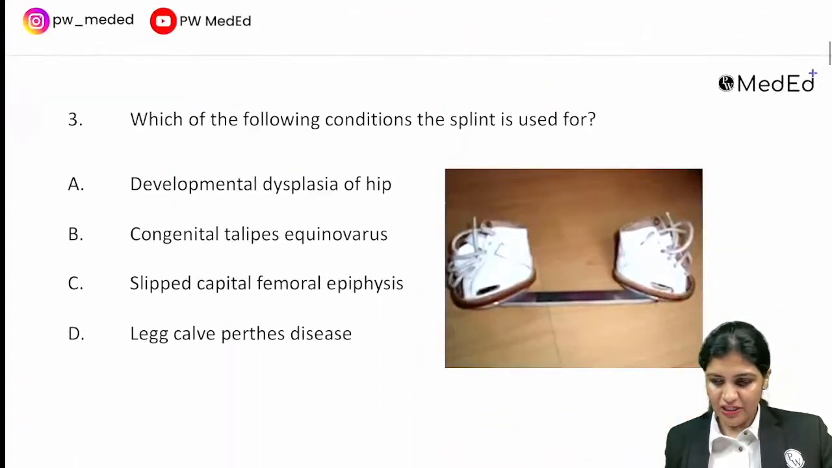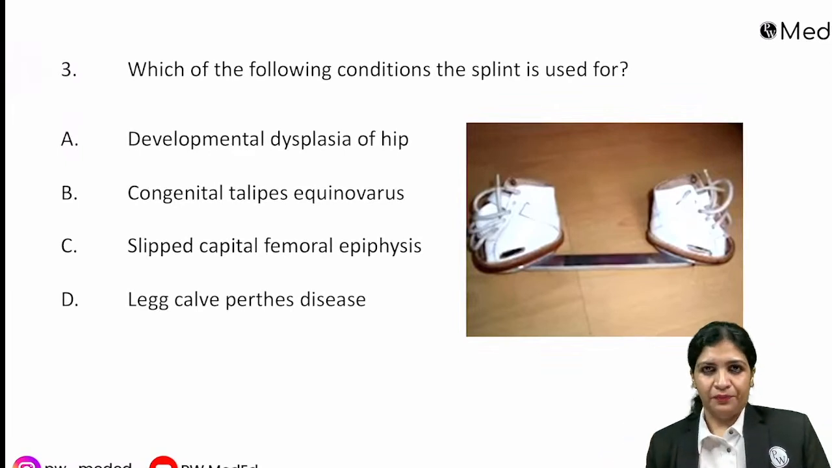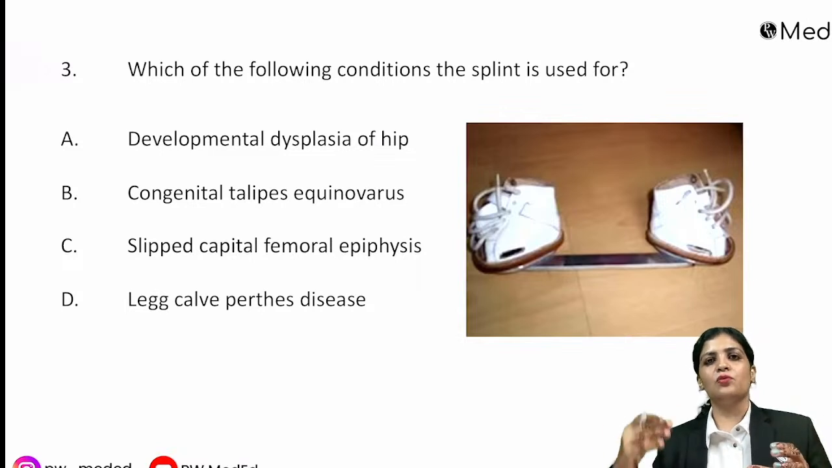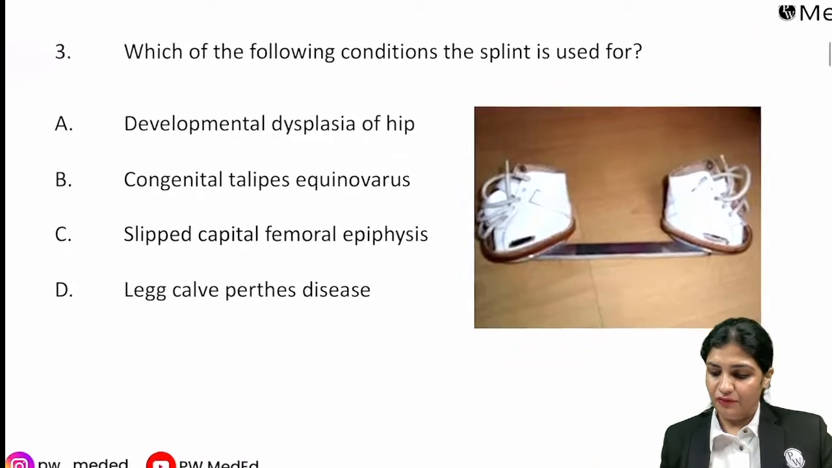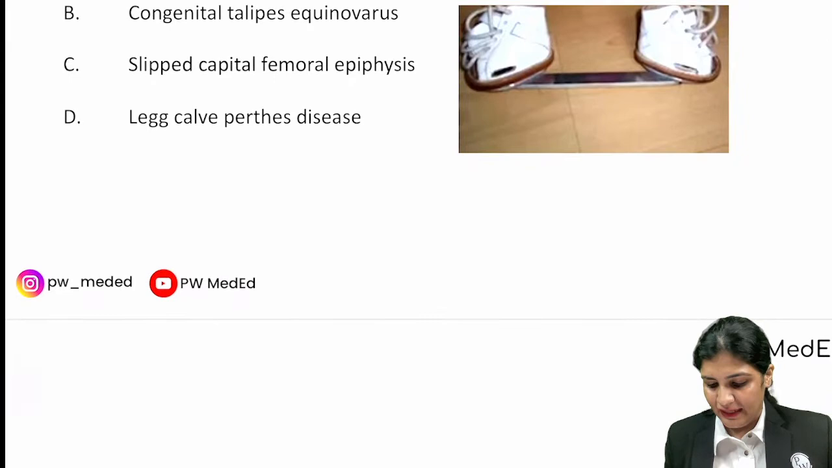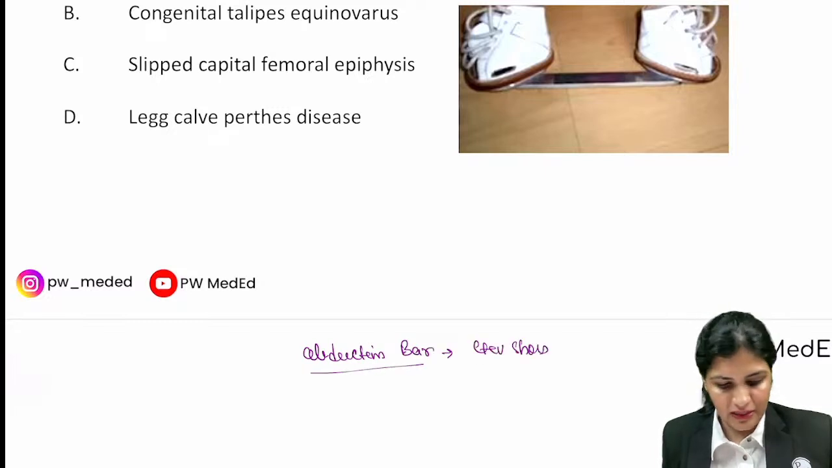Now let us go to the next question. Which of the following condition the splint is used for, right? So the splints which are used are again an important set of questions. You have to be thorough with what all the splints are used in whatever conditions, right? So for example, if you see this particular splint in this image, you can see there are two shoes and there is a bar. This bar is called the abduction bar, and these are your CTEV shoes, right?